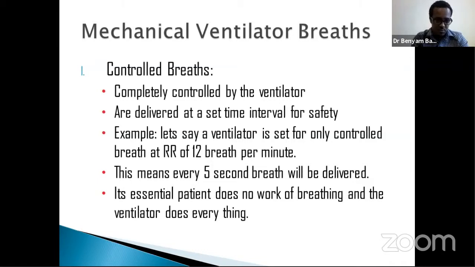In this case, the patient does not do any work of breathing, and the ventilator does everything for the patient, including inspiration as well as expiration and timing it. Controlled breaths are usually found in the OR, where patients are paralyzed, so they're not able to initiate breaths. So the machine controls every breath.